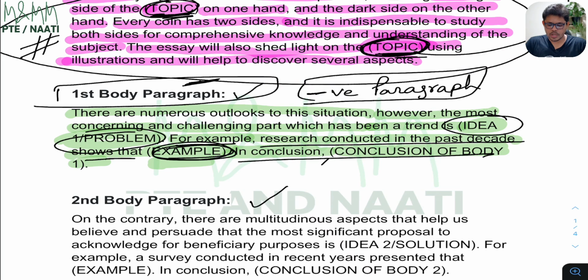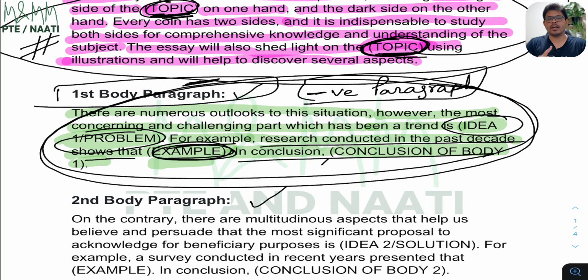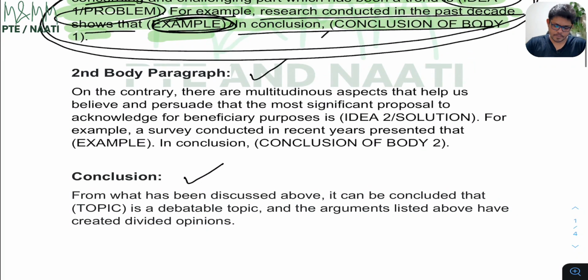So in conclusion, using a lot of cars on roads will create a lot of noise pollution, something like that. You just need to conclude your body 1. That's it. But you have to make sure, no matter what, you only discuss negative idea in your body 1. That's it. Let's move on to the next body.